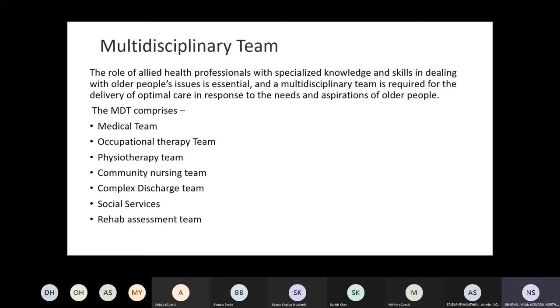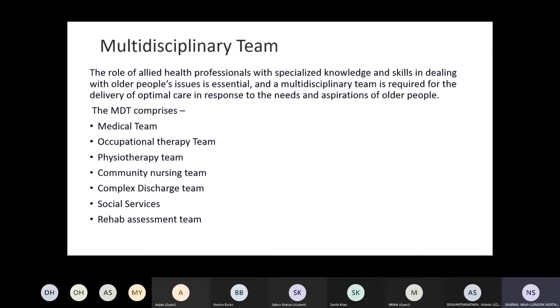So the next topic is the multidisciplinary team. It is the team with specialized knowledge and skills dealing with elderly people. And what comprises the MDT? It includes the medical team, OT team, physiotherapy team, community nursing team, complex discharge team, social services, and rehab assessment team. So these all play a role at different levels, right from the admission by the multidisciplinary team, and then discharge planning by the occupational therapy team, rehab by the physiotherapy team and rehab assessment team.